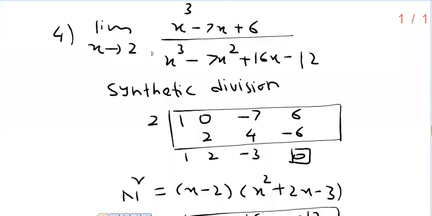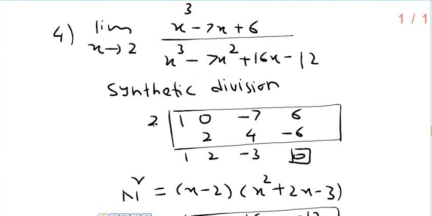Fourth one, limit x tends to 2, x cube minus 7x plus 6 upon x cube minus 7x square plus 16x minus 12. Again 0 by 0 form. But as the numerator and denominator are cubic polynomials, we have to find the other factor by performing synthetic division. See, the polynomial is 0 at x equal to 2. So x minus 2 must be a factor. So we write 2 here. Write this polynomial in coefficient form. Do not say 1 minus 7, 6 because x cube plus 0x square. So it should be 1, 0, minus 7, 6.